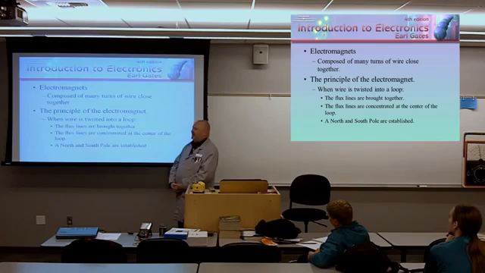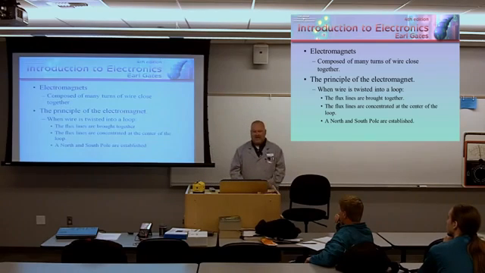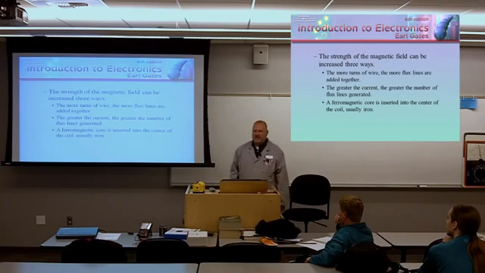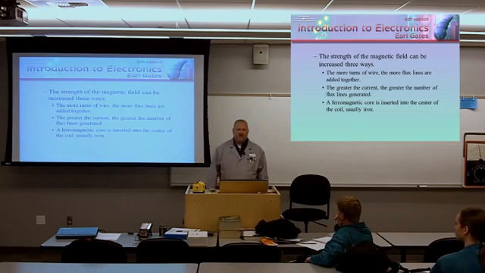the flux lines are brought together. The flux lines are then concentrated at the center of the loop, and we establish a north and south pole. Anytime you create a magnetic field, you're creating both a north pole and a south pole. The strength of the magnetic field can be increased three ways. The more turns of wire, the more flux lines are going to be added together and concentrated. The greater the current, the greater the number of flux lines that are going to be generated.